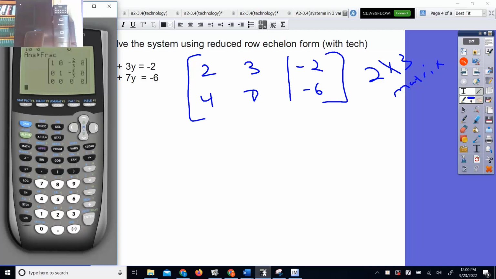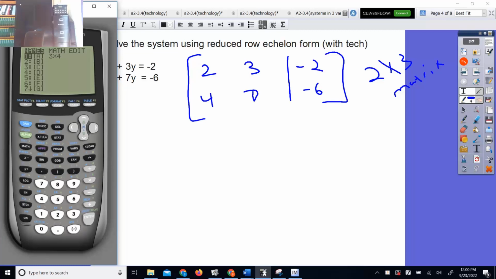So obviously you turn your calculator on. That would be step 1. If you look at the 4th row, 1st column on your keypad, what do you see in blue? Matrix. Yeah, it's in blue. 4th row, 1st column, 2nd matrix.